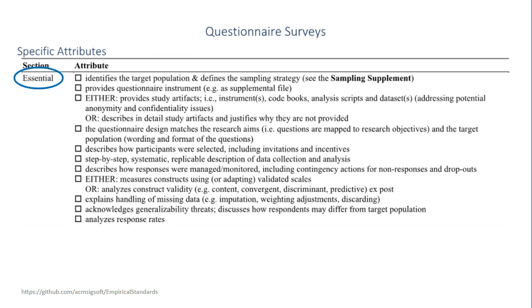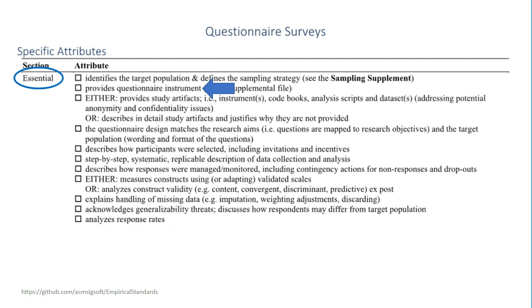By essential, we mean that most questionnaire studies should exhibit these attributes. Put another way, researchers need good reasons for deviating from these, the essential expectations. For example, questionnaire studies should provide their instruments. Now, there are lots of studies where participants' answers can't be published for various reasons. But researchers would need a pretty strong justification to keep the questions secret.